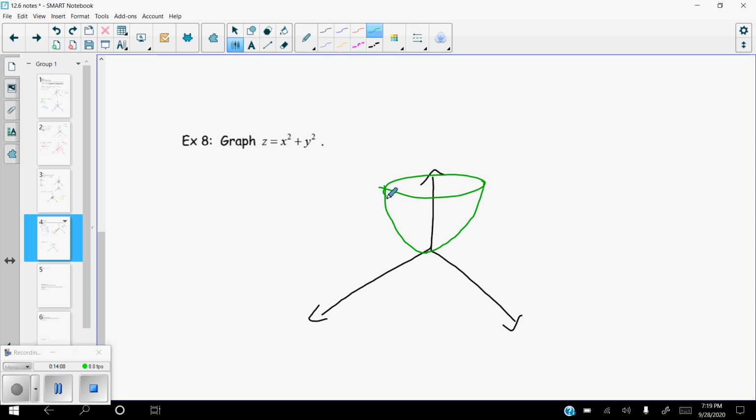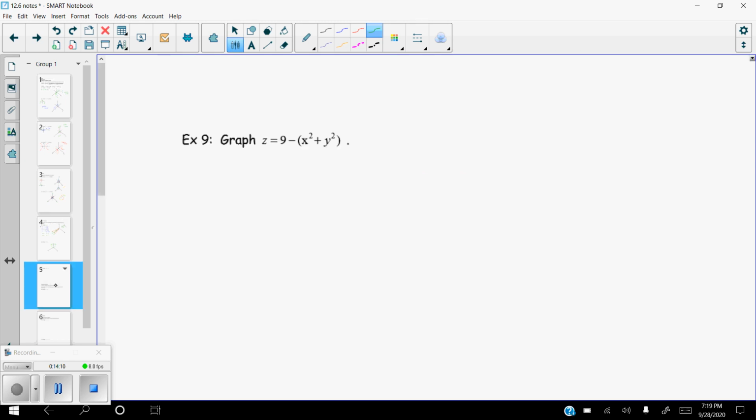Okay, let's look at one more. Elliptic paraboloid. Because remember I said that both of the signs had to be the same. Well, we can see that z is the power of 1. But then we get 9 minus x squared plus y squared. So if I distributed the minus, you would get a negative x squared minus y squared. So both of these things would be negative coefficients.